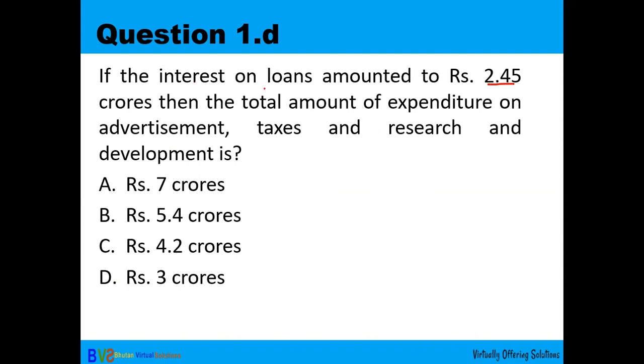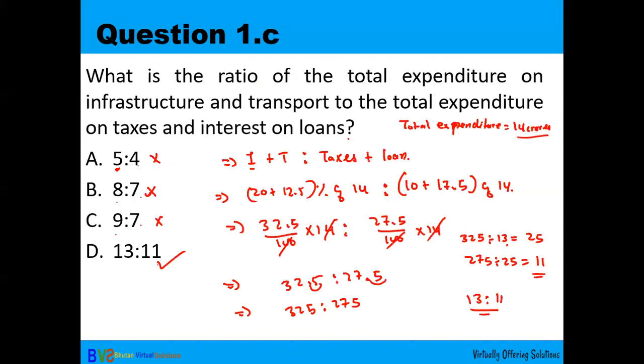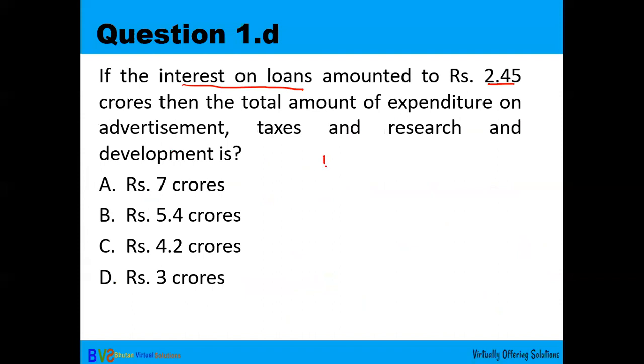If the interest on loan amounted to rupees 2.45 crore, the interest on loan was 17.5% of the total expenditure. So 17.5% of total expenditure X is 2.45. So the value of X will be 2.45 divided by 0.175.